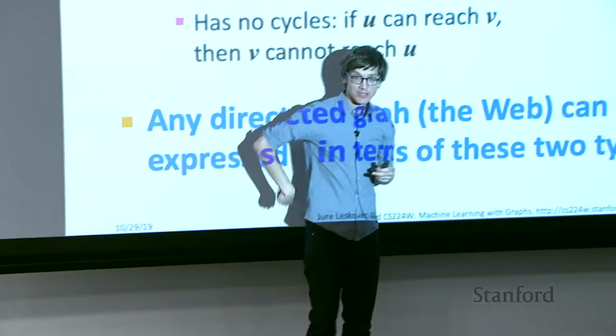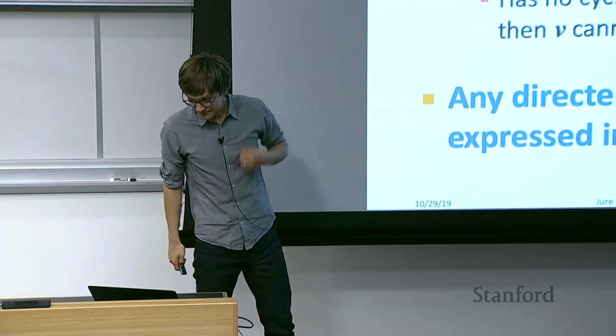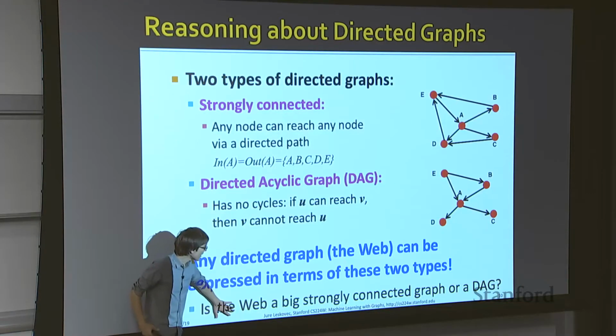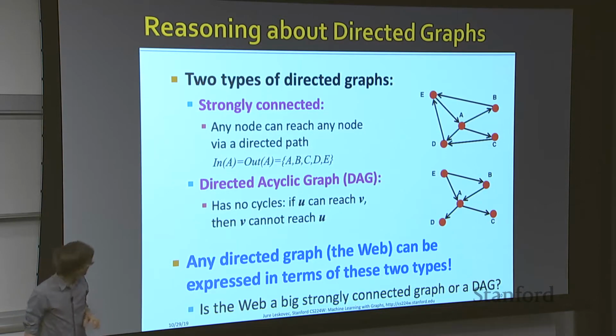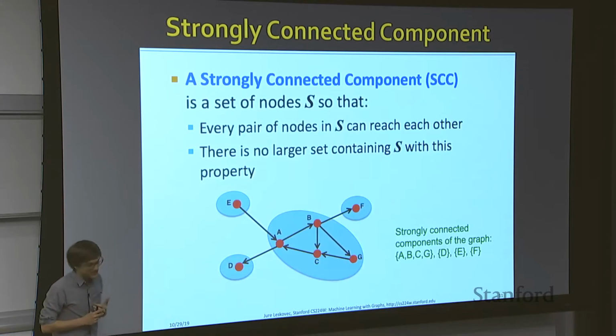And I have the hidden slide, I think, after this one that gives the proof. Okay? So now the question is, how is the web organized in terms of these strongly connected components and these directed acyclic graphs? So just to give you an example, right?